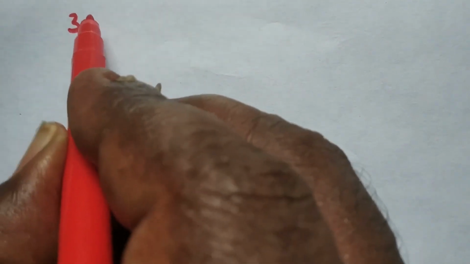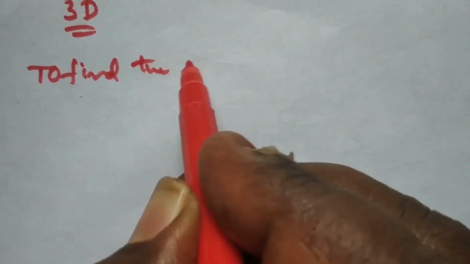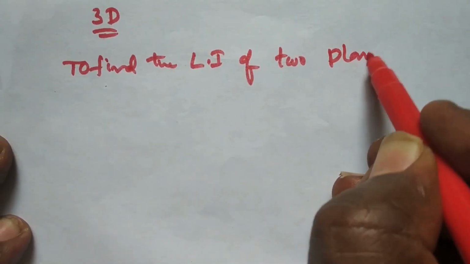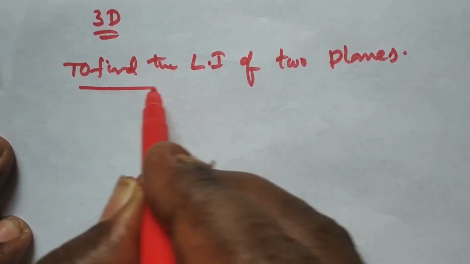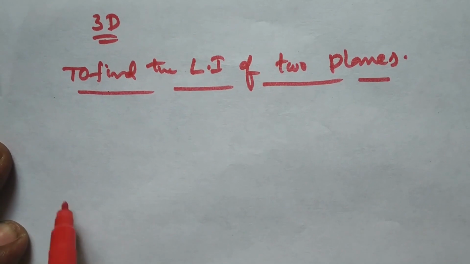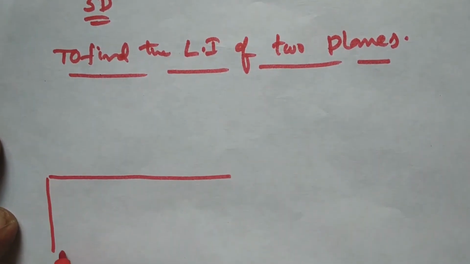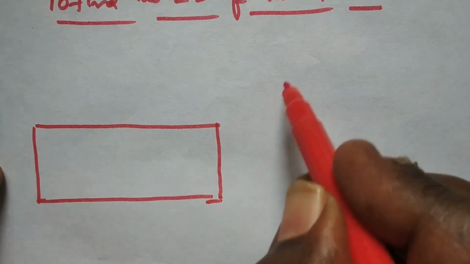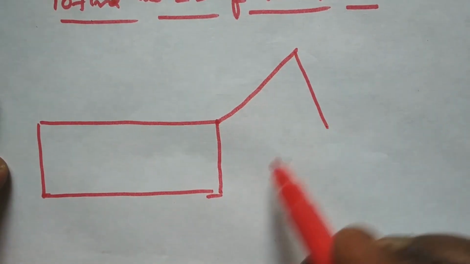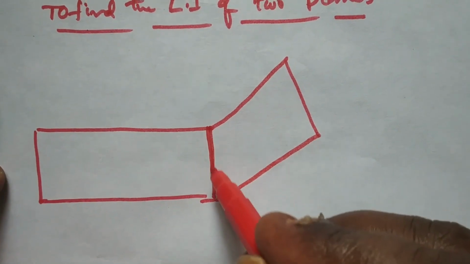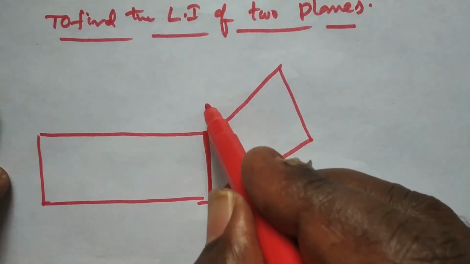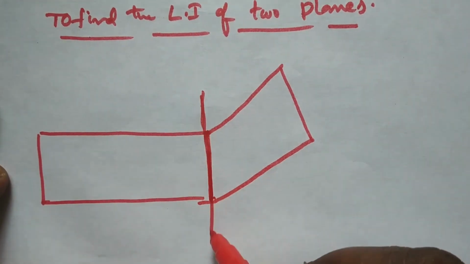Hello students, today we see the topic in three-dimensional geometry, that is to find the line of intersection of two planes. It is an interesting concept. Suppose there are two planes. This is one plane, this is the other plane, and they intersect in a line. So we have to find out the equation of the line of intersection.